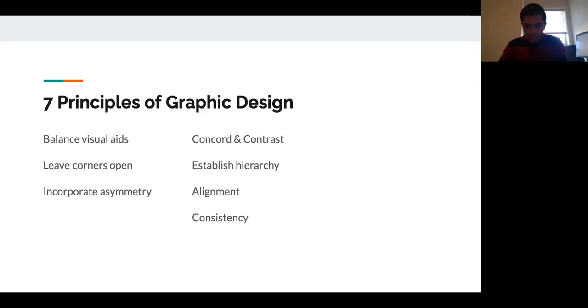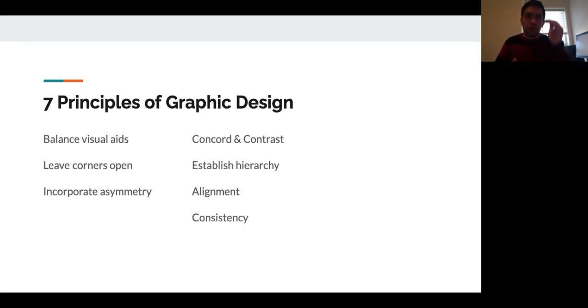And so balancing that asymmetry with, as well as concord and contrast and consistency. And concord and contrast, to touch on that, is essentially the precedence between what is conformed and what rebels, or finding the closer you can get to the gray area or minimizing gray area is what you want to achieve in a concord and contrast.